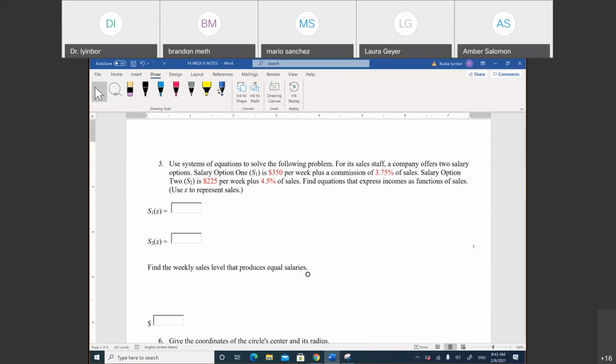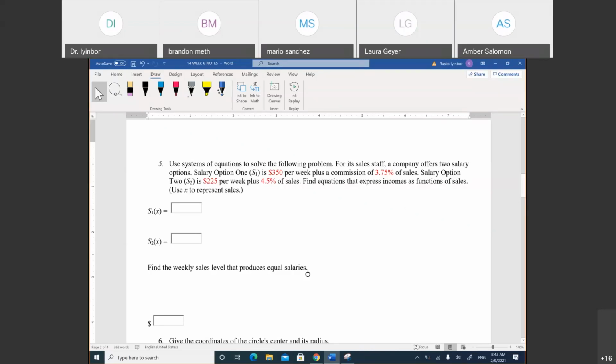The first option, they're gonna pay you $350 per week, plus a commission of 3.75% of sales. So depending on what you sell, you can make a lot of money, or if you don't sell, you're gonna get $350, right? And then the other option is they're gonna give you $225 for sure per week. Every week they're gonna give you $225 plus a bigger percent, 4.5% of the sales. Okay? So first question is, find the equations to express income as functions of sales.